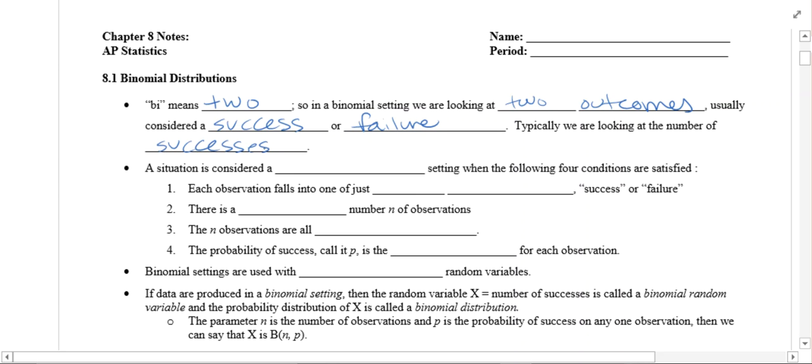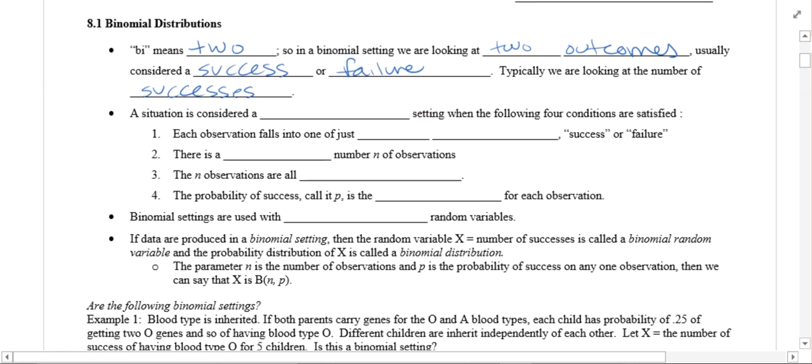Okay, so there's 4 requirements for a situation to be considered a binomial setting. Okay, so make sure you know these. It often can come up where it asks you to verify something's binomial, and you would have to show all 4 of these are true. Okay, so each observation falls into one of just 2 categories. A success or a failure.